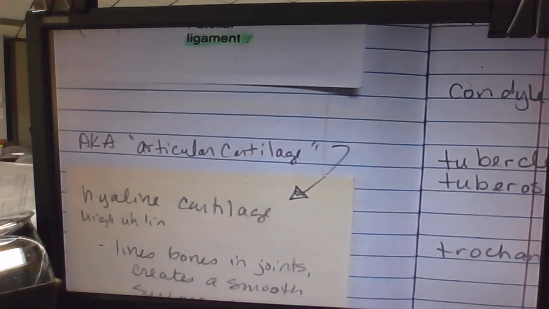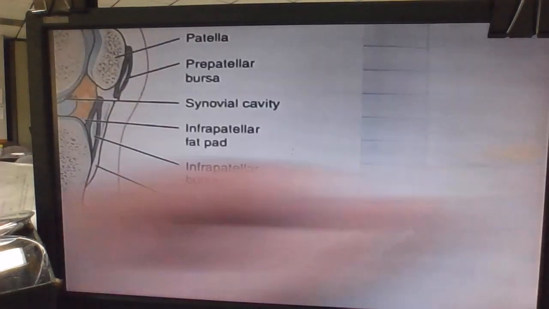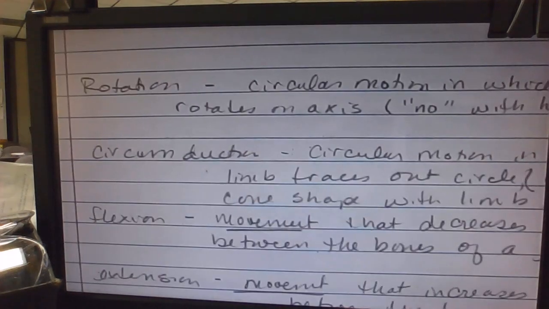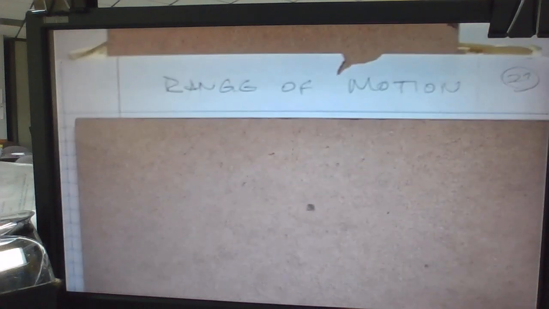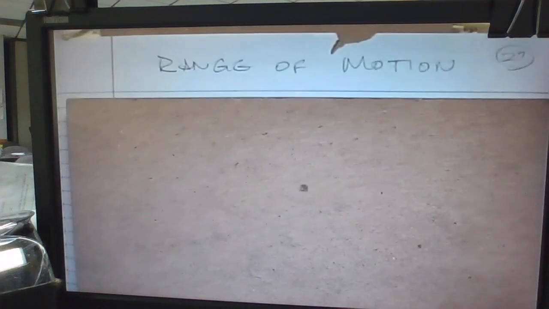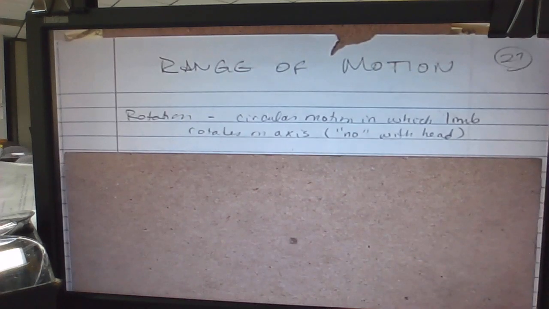All right, continuing on, now we talk about range of motion. Some terms that are important with range of motion. This is continuing in our HBS course file. All right, so some terms associated with range of motion.